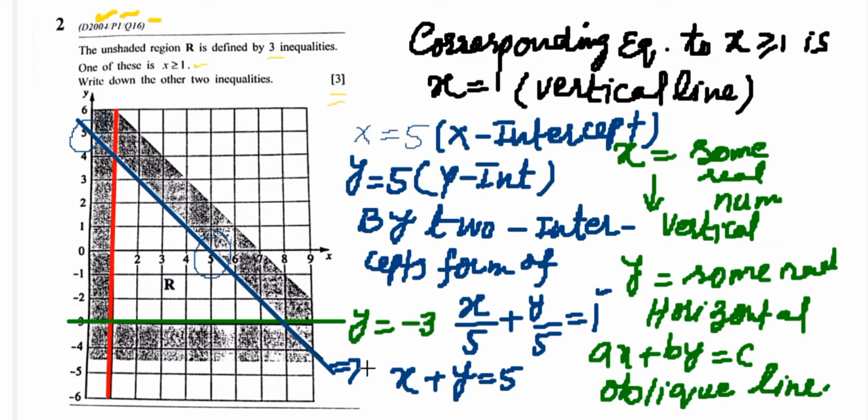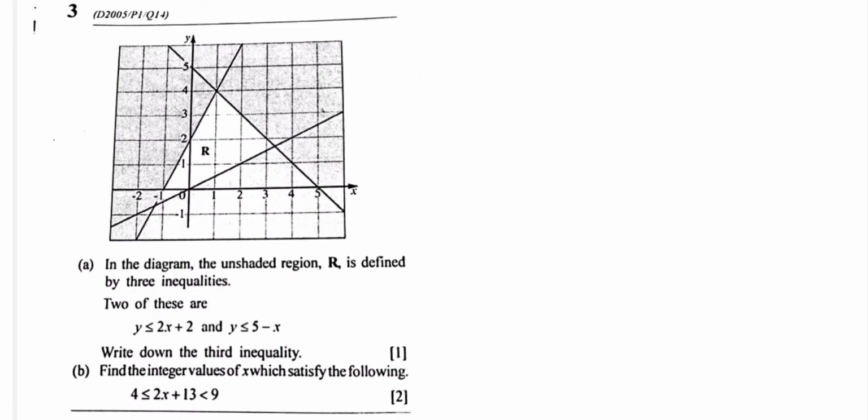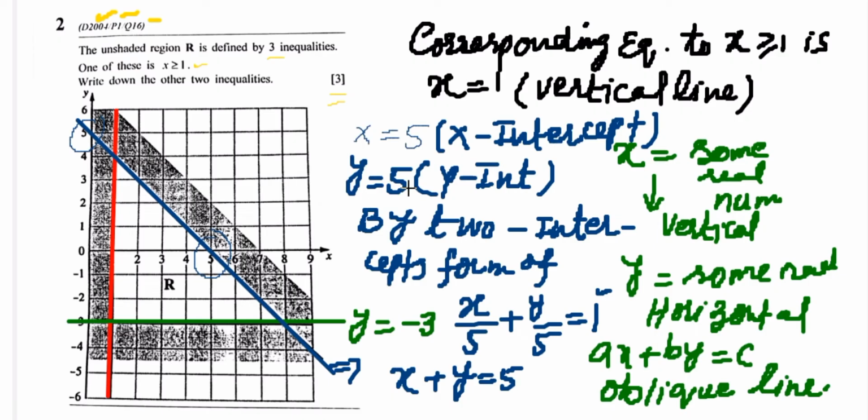Next we need to find the corresponding inequality here. To find the corresponding inequality, we need to determine the unshaded region. You can observe the unshaded region R is above this green line here. Here is your unshaded region. So in the unshaded region, all the points are greater than minus 3. So the second inequality is y greater than or equal to minus 3 here.